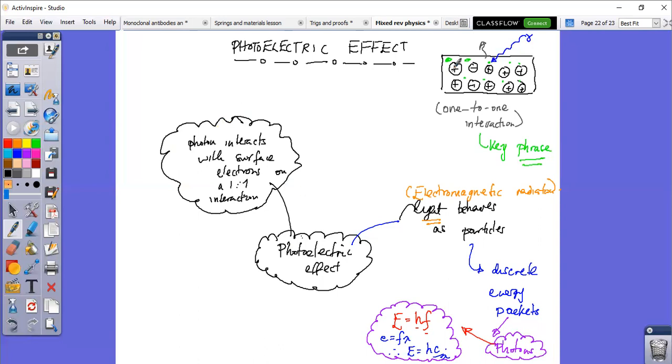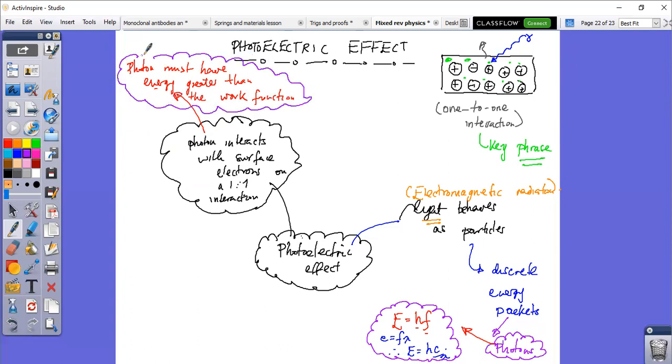Okay, now the necessary condition is that the photon must have energy greater than the work function. Now, what do we mean by this term, the work function? For dislodgement to take place, the photon must have energy greater than the work function for emission to occur.